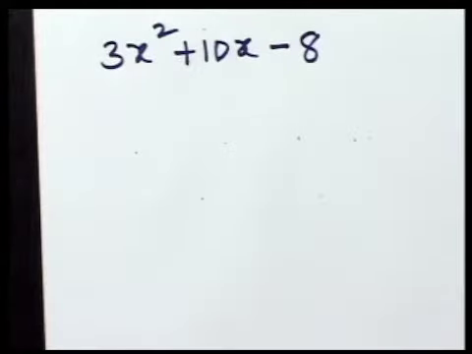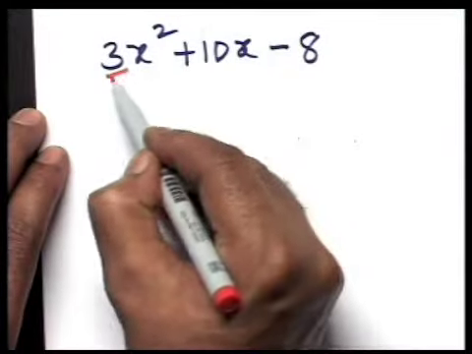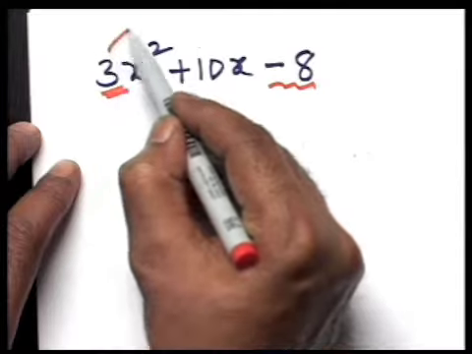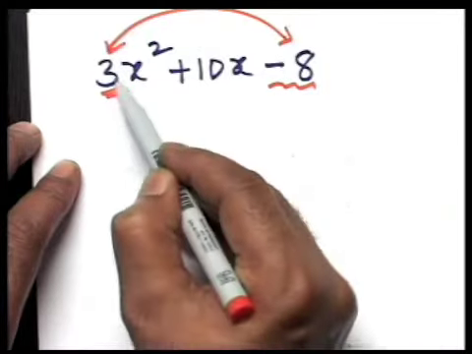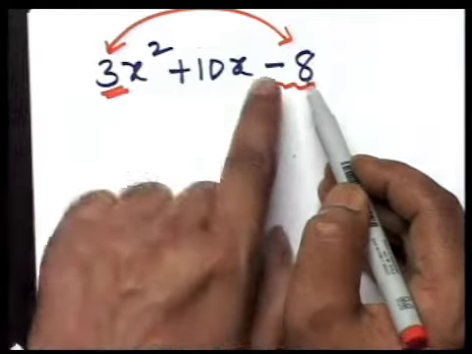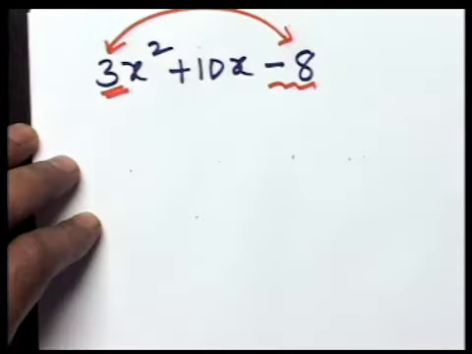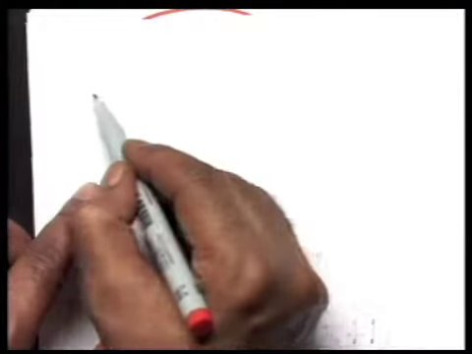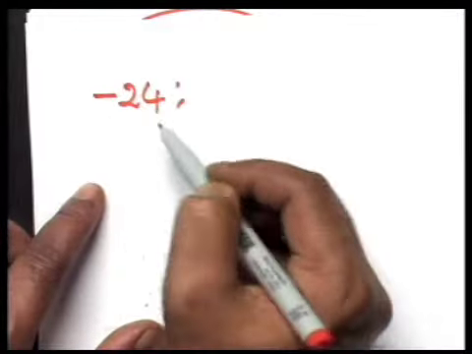Okay, what do we do, sir? We take the 3, we take the minus 8 and multiply those two. Okay, 3 times 8, we know 24. Then we will be looking for minus 24, please, right? So let's take minus 24. Right, minus 24 is my last number.